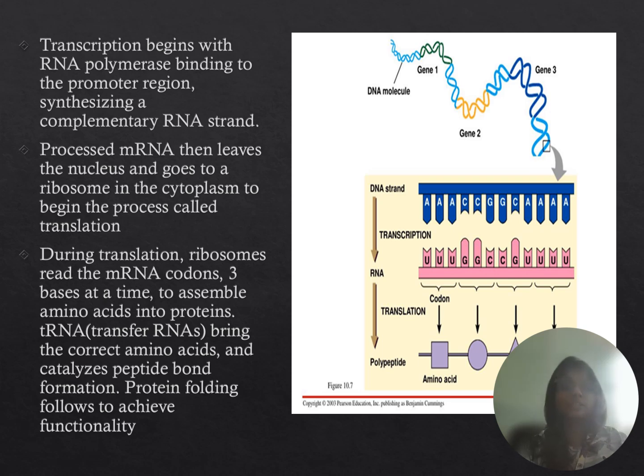This processed mRNA then leaves the nucleus and goes to a ribosome in the cytoplasm to begin the process called translation. During translation, ribosomes read the mRNA codons, three bases at a time, to assemble amino acids into proteins. tRNA, or transfer RNAs, bring the correct amino acids and catalyze peptide bond formation. Protein folding follows to achieve functionality. In a very brief summary, that is how the genetic information stored in DNA is translated into proteins for cell function.